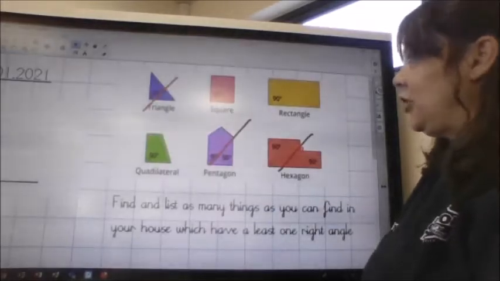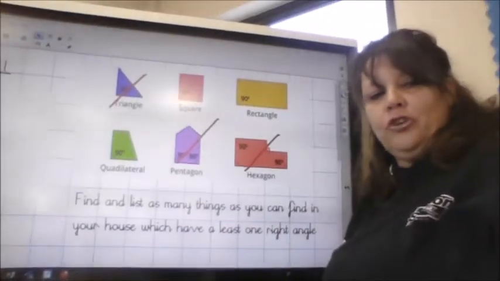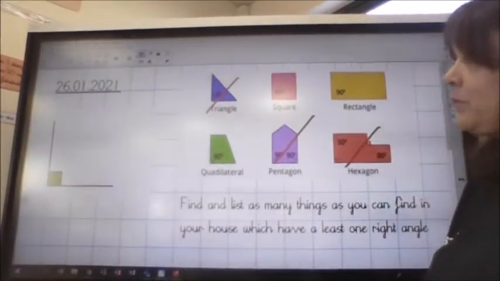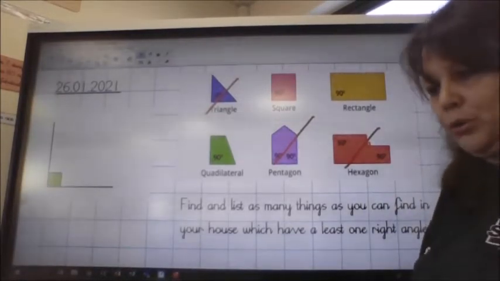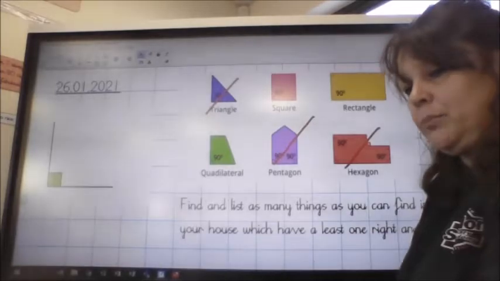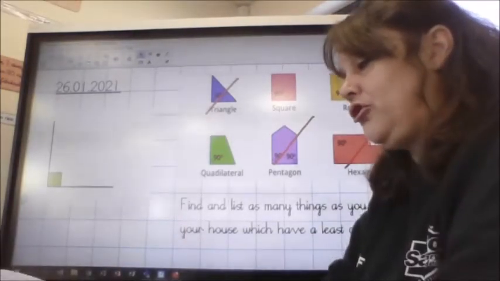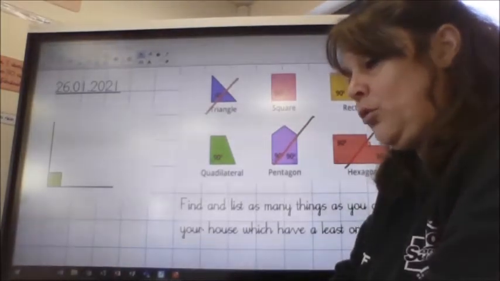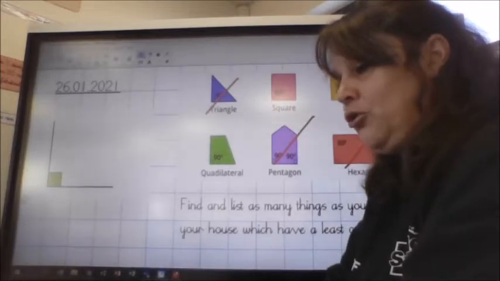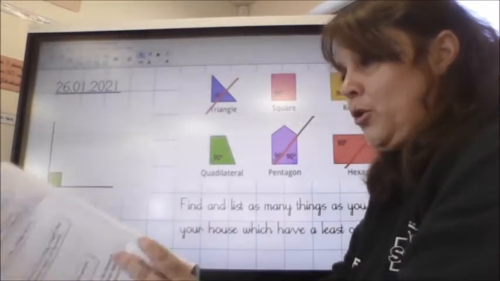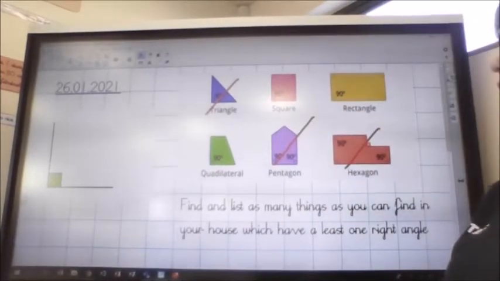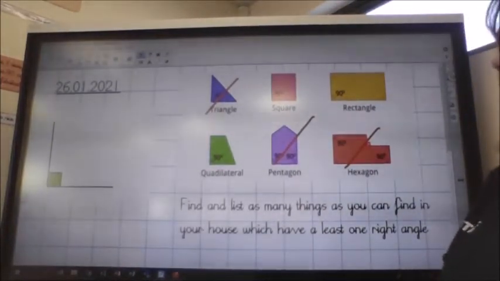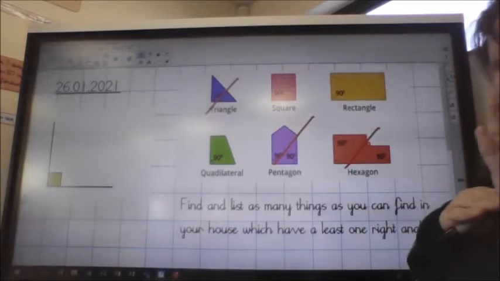Right, let's have a little look then at the content of your work today. If you are usually working in book 1 or book 2, you are working in book 2 today and page 33. Now, we're not doing all of the questions on there because I just want to concentrate today on right angles. Okay, and right angles are those square corners.